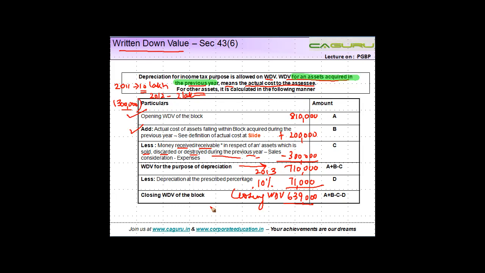Two things. For a new asset, written down value is the cost at which you acquired it during the particular year. For other assets, the written down value is the opening value of the block of assets during that particular year. You take a sum of these two, from that reduce whatever money you received in respect of any asset which is sold or discarded or destroyed, scrap sales revenue. And then you get your closing written down value on which you apply the prescribed percentage to get depreciation for a particular year.